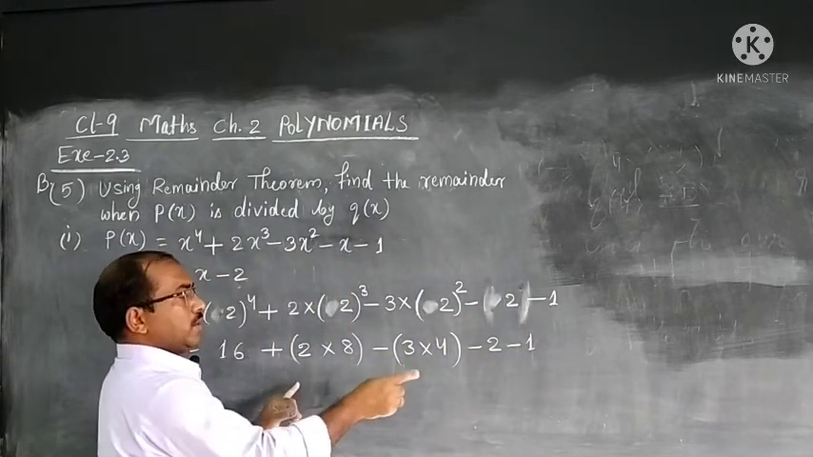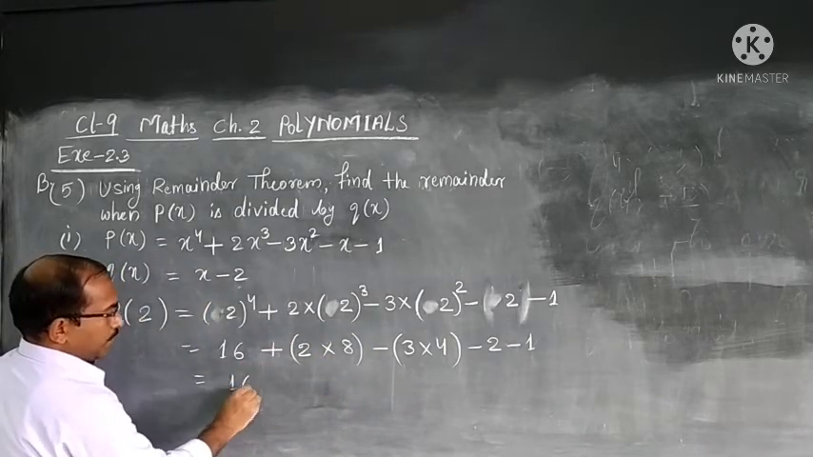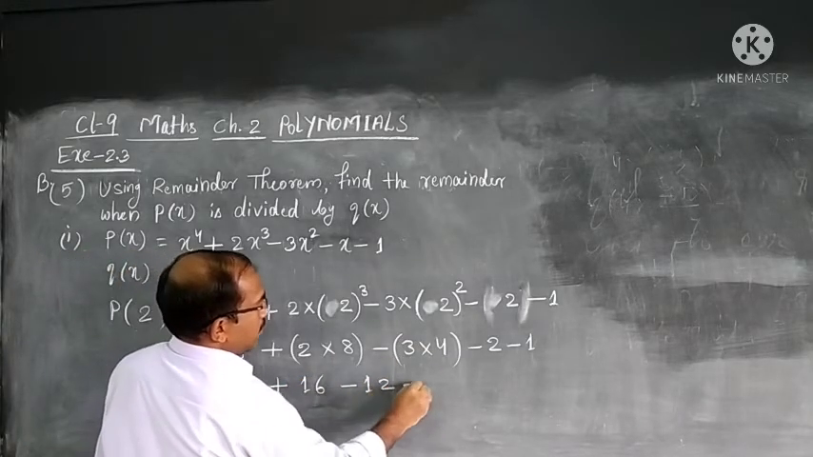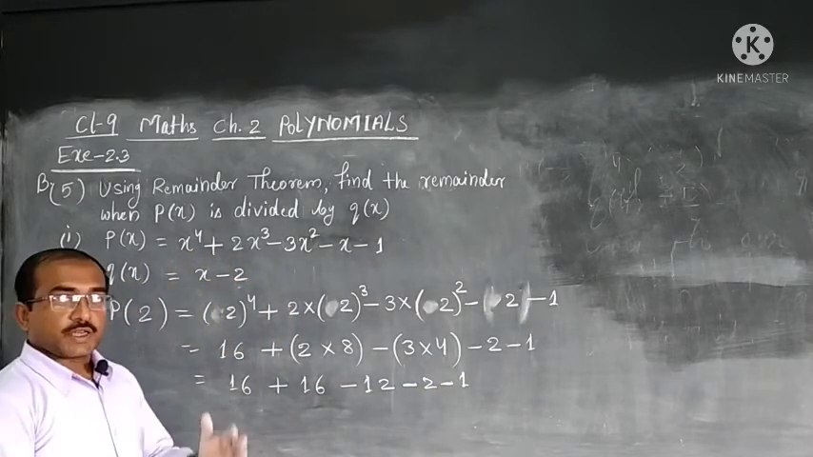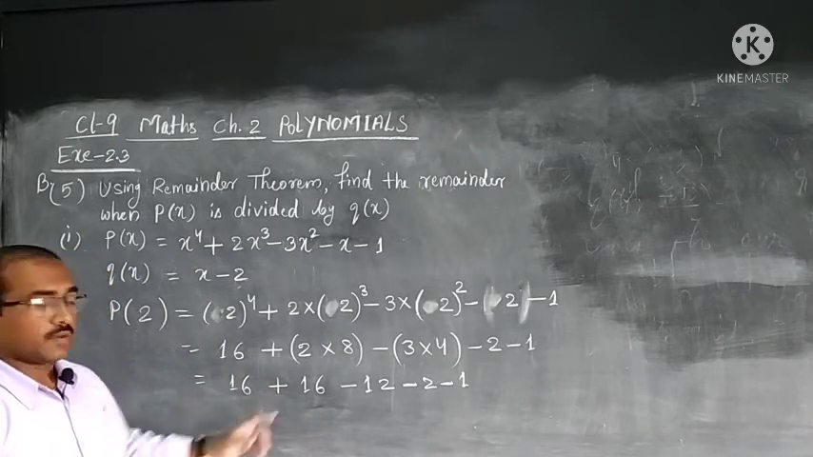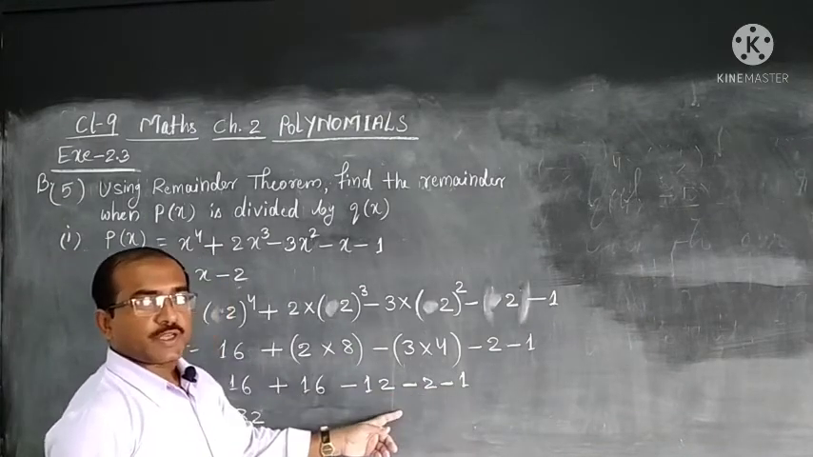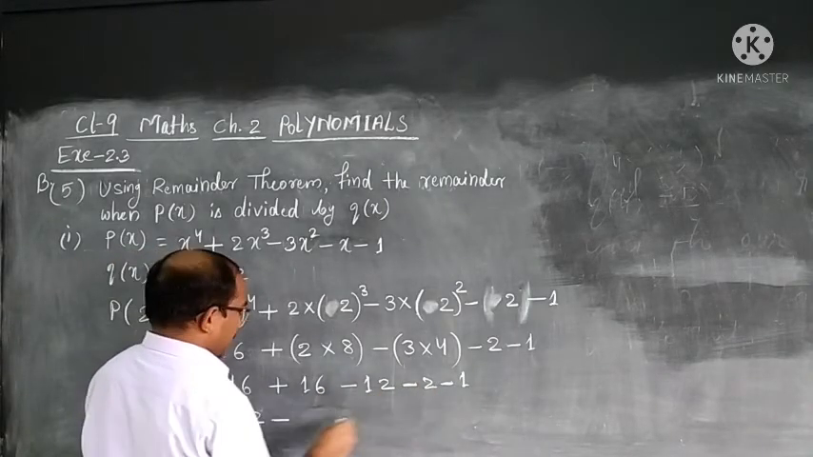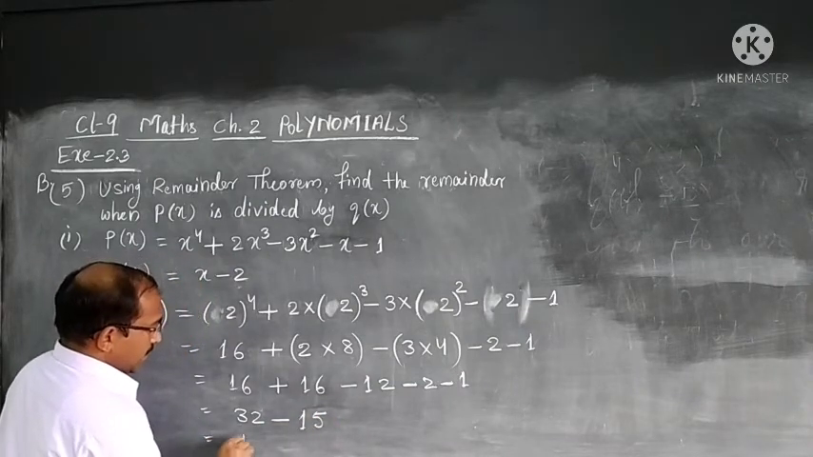Multiplication is there. So, addition and subtraction work later, first multiplication work. 16 plus 16, 8 2s are 16, 3 4s are 12, minus 2, minus 1. So, all are now in plus and minus, and we will add same sign terms. 16 and 16 are same sign terms, we will get 32. 12, 2 and 1 are also same sign, negative sign. So, the sign will be negative and we add 12 and 2, 14, and 1, 15. So, we find 32 minus 15, 17.